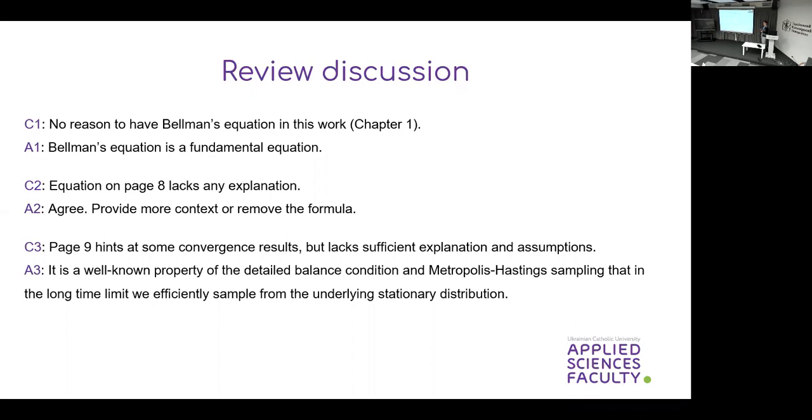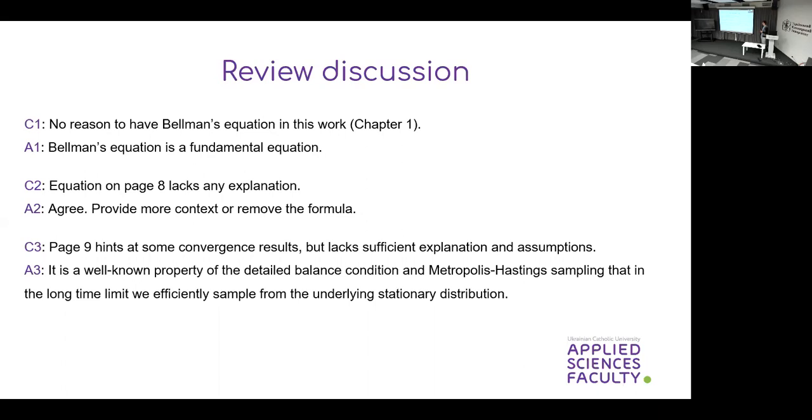We don't agree with exactly this statement because we think that Bellman's equation is the foundation of all reinforcement learning approaches, but we agree that the way we've introduced Bellman's equation is not explained well. So this is the drawback of the storytelling of the first chapter.